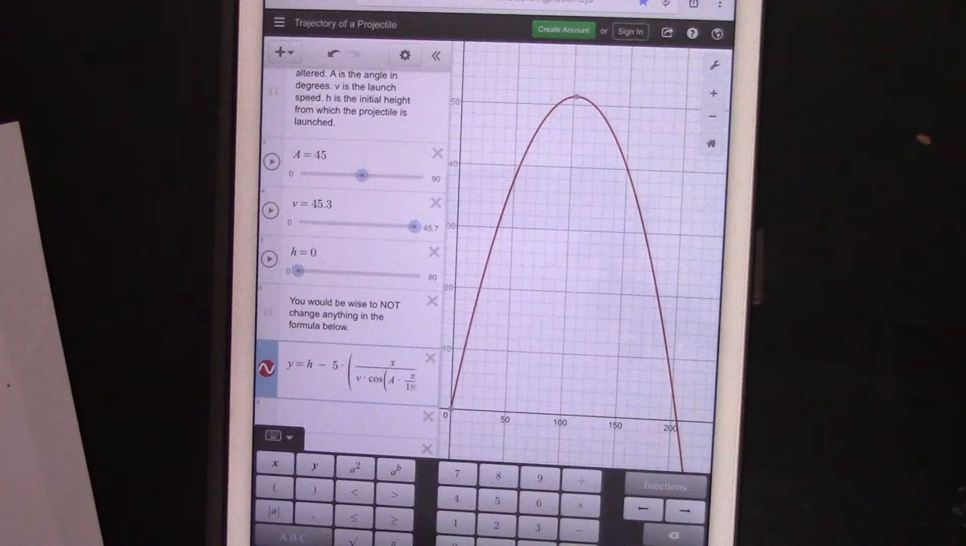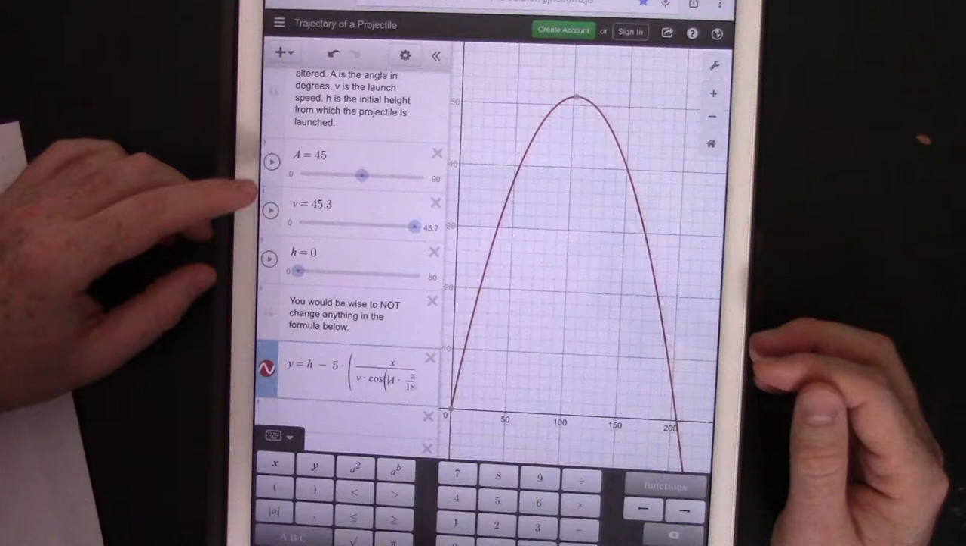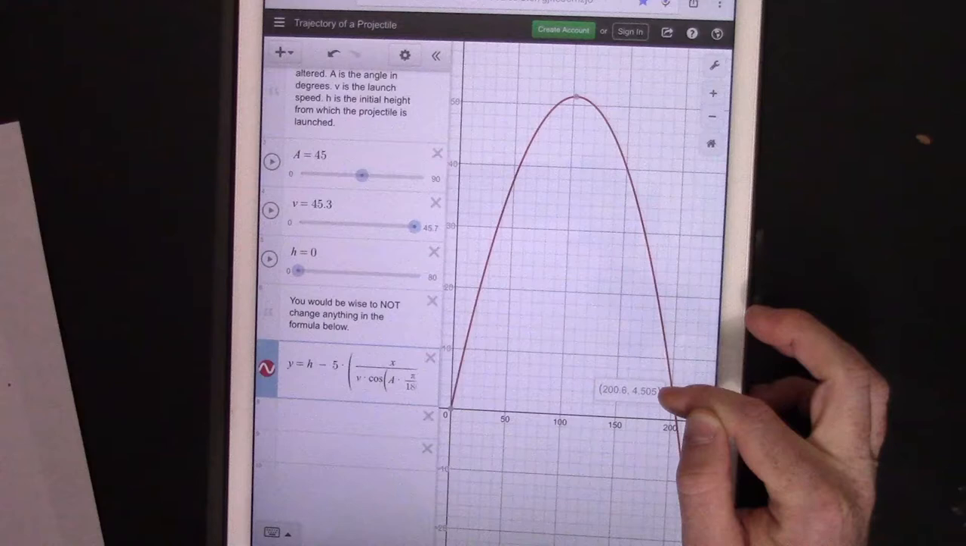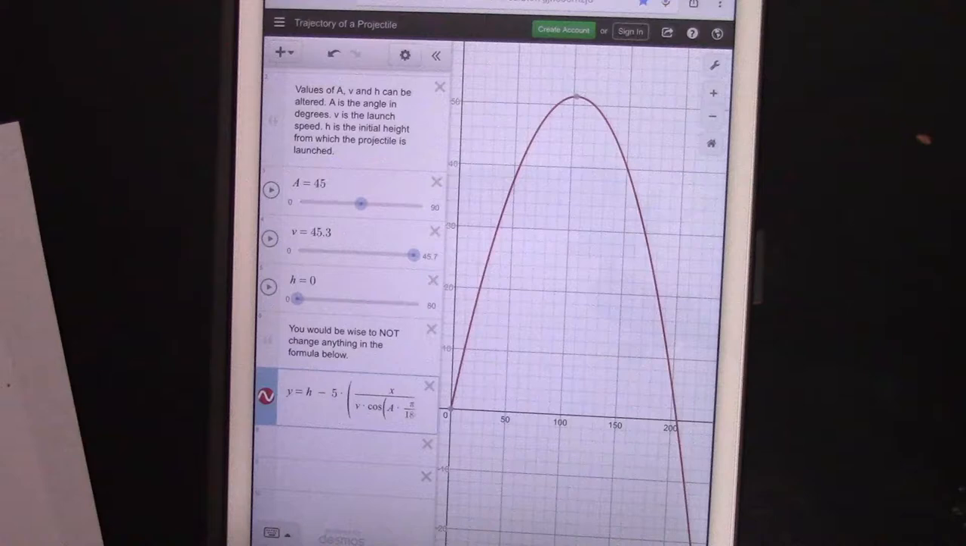Given an angle of 45 degrees and an initial velocity of 45.3, I end up with, let's see here, 200, getting close to 200, come on. 4.982 at 200.1. So that's pretty darn close for the purposes of our equation.